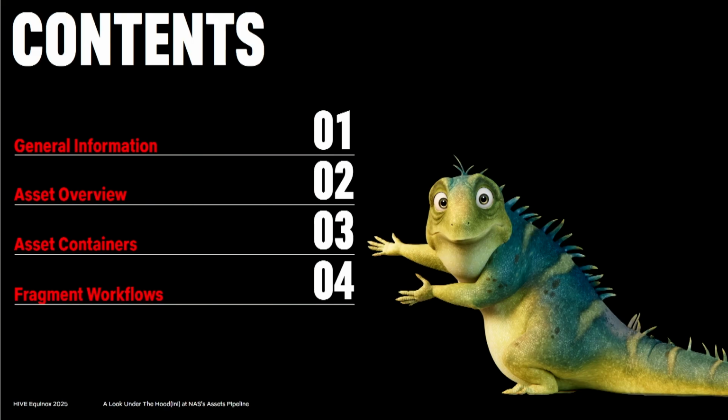A quick rundown over the contents. It's deceivingly small, but I'll go into quite some detail. First, we'll start with some general information. I'll give an overview of what assets really means in our pipeline and go into a feature that we worked on quite heavily called asset containers. Lastly, we'll wrap up with a quick fire round of some of our fragment workflows for some nice imagery.